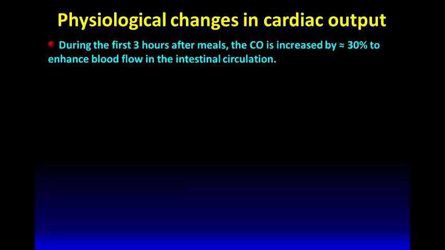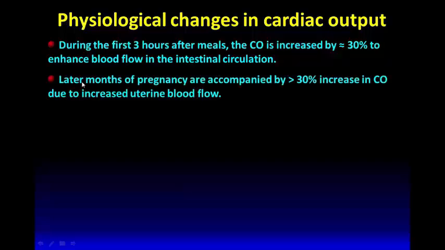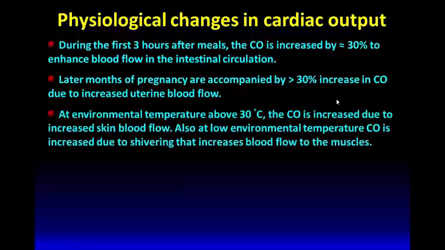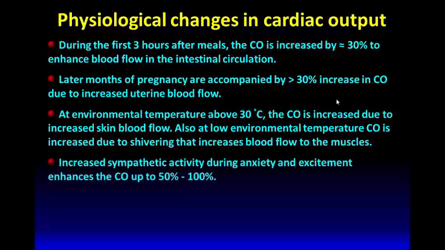During the first 3 hours after meals, cardiac output is increased by approximately 30%, in order to enhance blood flow in the intestinal circulation. Later months of pregnancy are associated with more than 30% increase in the cardiac output due to increased uterine blood flow. At environmental temperatures above 30 degrees centigrade, the cardiac output is increased, and also at low environmental temperatures, the cardiac output is increased because of shivering that increases blood flow to the skeletal muscles.